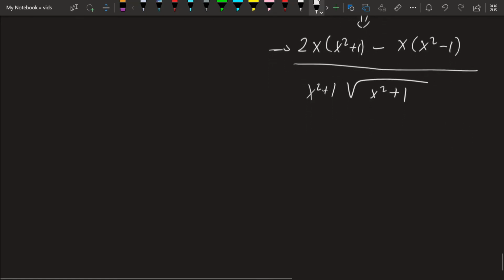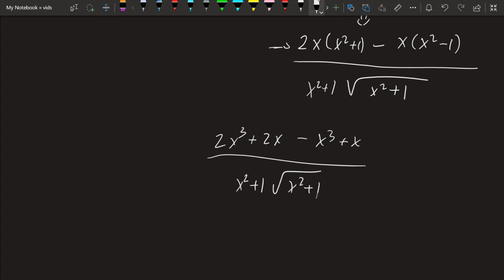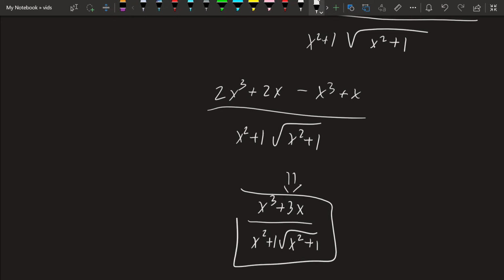So we're going to get 2x cubed plus 2x minus x cubed plus x, right, over x cubed plus 1, the square root of x squared plus 1. Let's further simplify. We're going to get x cubed plus 3x over x squared plus 1 multiplied by the square root of x squared plus 1, and that is your answer.